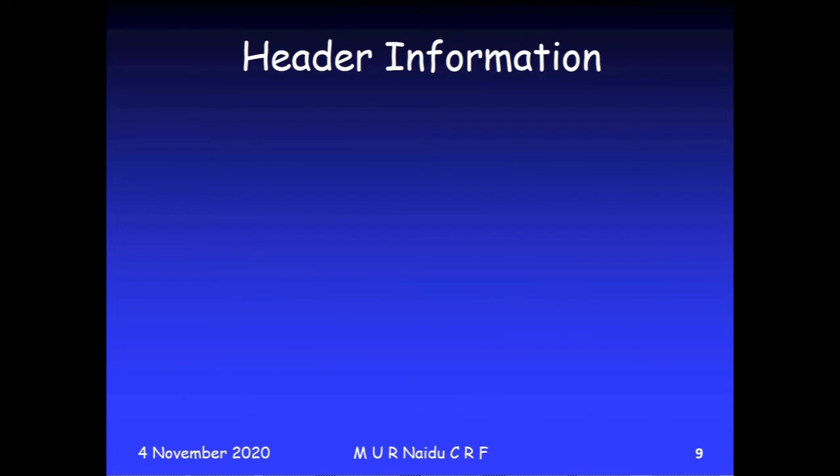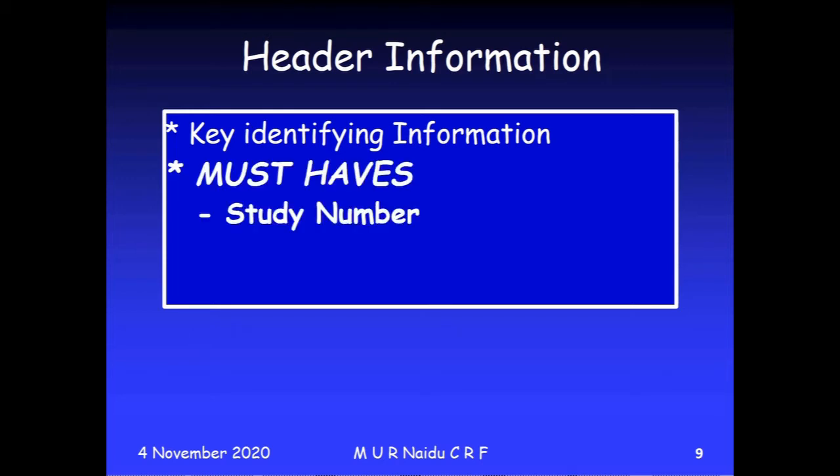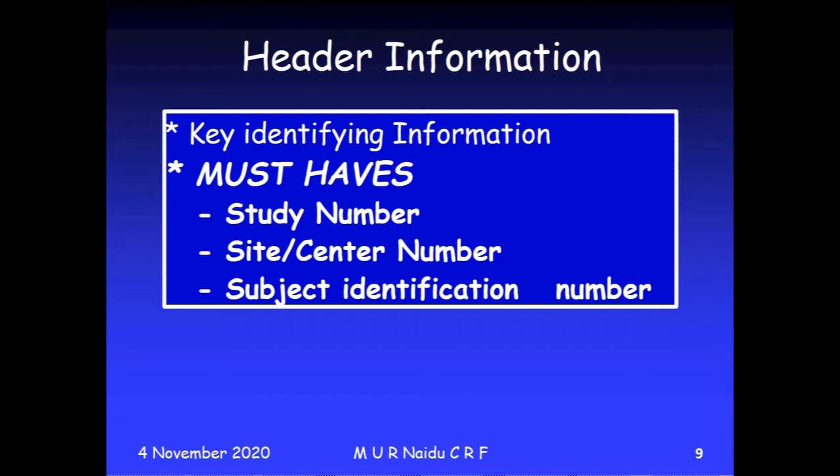Coming to header information, what will be there? You have to put in header information. First is the key identification information, which is very, very important and a must: number 1, the study number; number 2, the site and center number; and number 3, the subject identification number. Each case record form must have a subject identification number, site and study number.